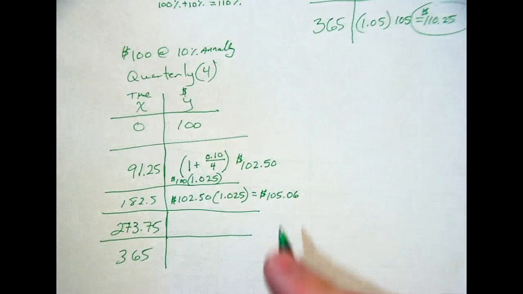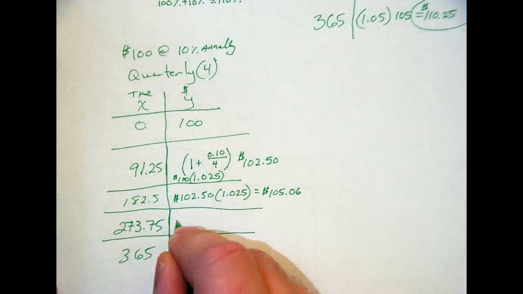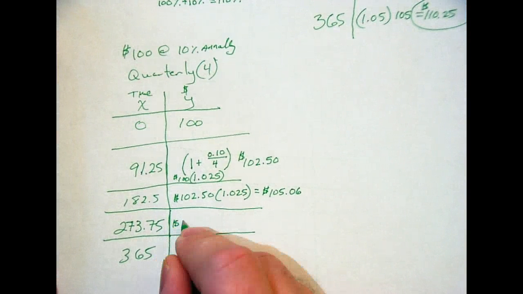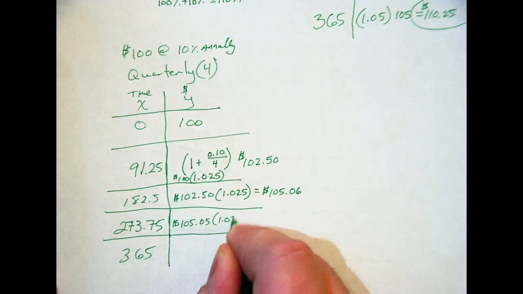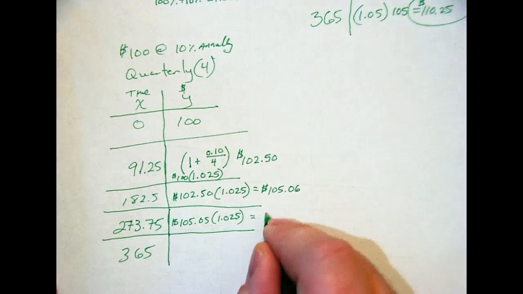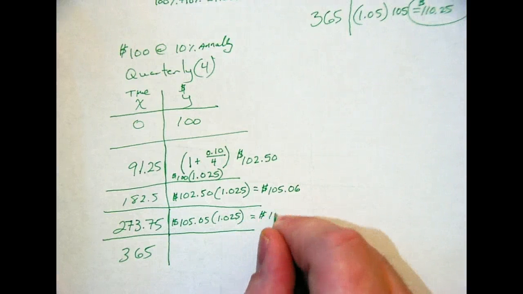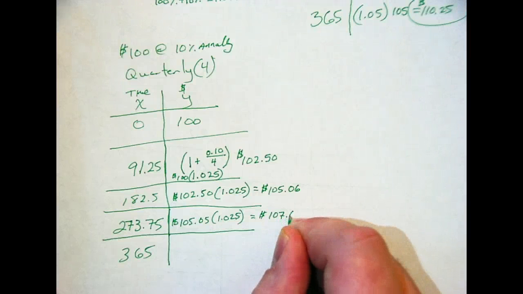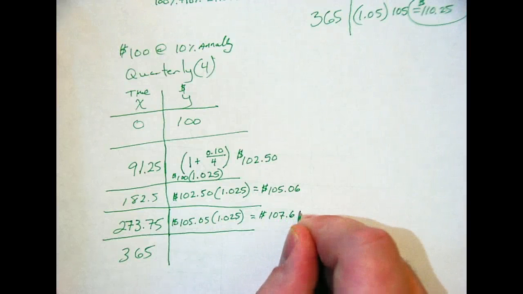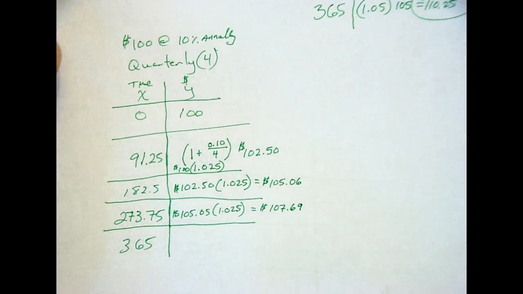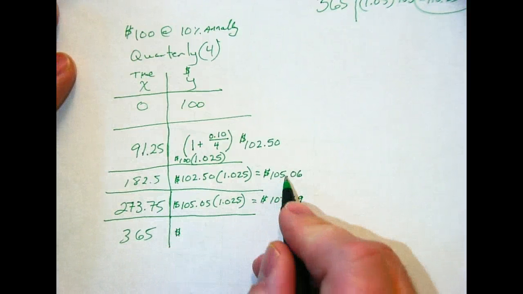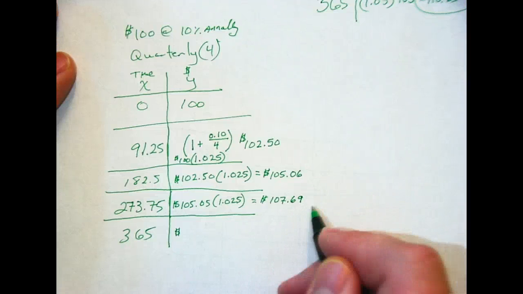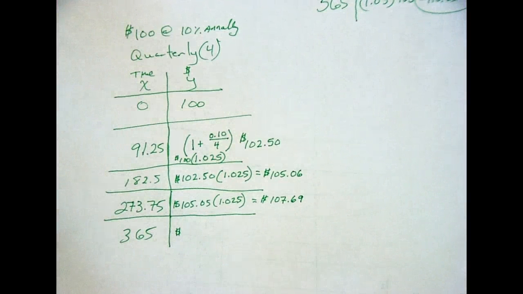Okay. So here we now have $105.06 times 1.025 to give us 107.68, 965. 68 cents, or 69 cents. I doubt they're going to round. Would they round? Maybe, but you probably would have calculated here, so you're going to cut all that off. We'll round to the nearest penny.